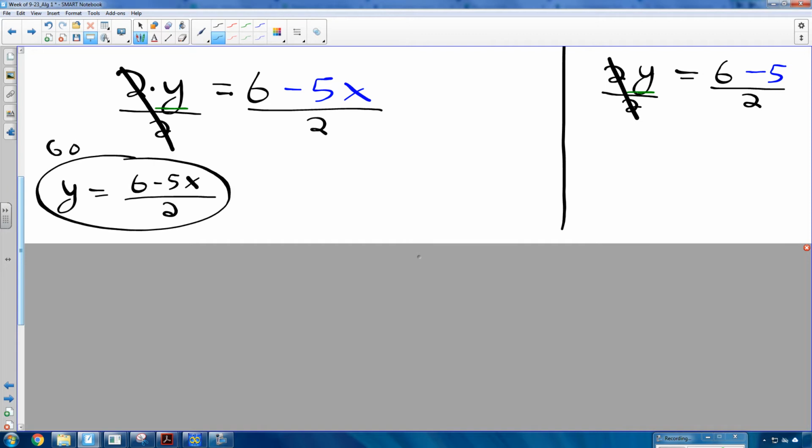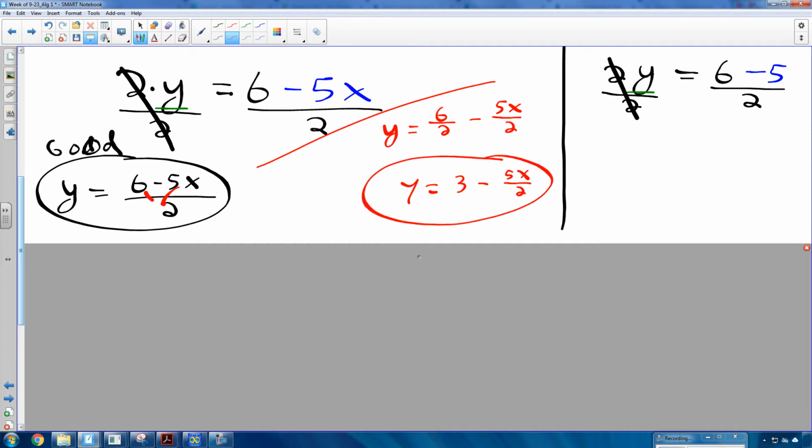But what would be a better answer would be simplifying this a little bit. So let's say y equals 6 divided by 2 minus 5x divided by 2. I divided both of these by 2. And I know that means y equals 3 minus 5x over 2. This is the best answer. But for today, while you're learning, I just want you to think about how to get the good answer for right now.